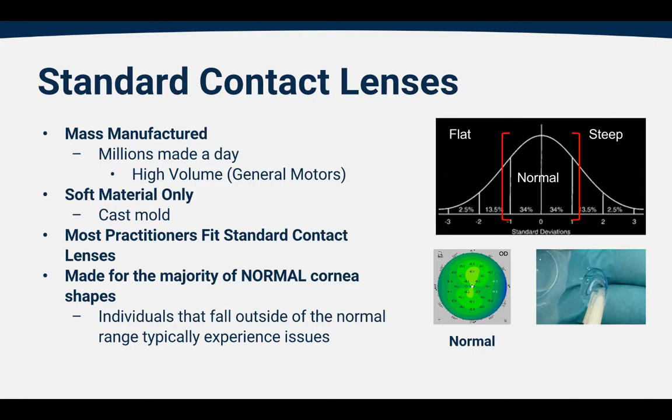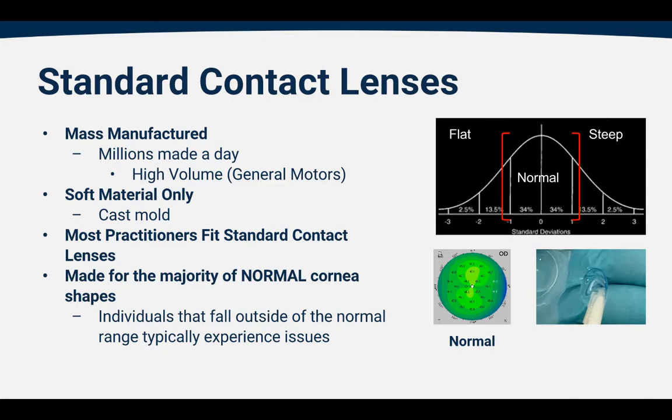If we were to compare these kinds of contact lenses to cars, we'd compare these to cars manufactured by GM, Ford, Honda, and Toyota. They have very specific parameters that really work for the normal or typical population out there. The lenses are made of soft material only, and they're made in the process of a cast mold. Most practitioners fit standard contact lenses regularly and are quite efficient at that.